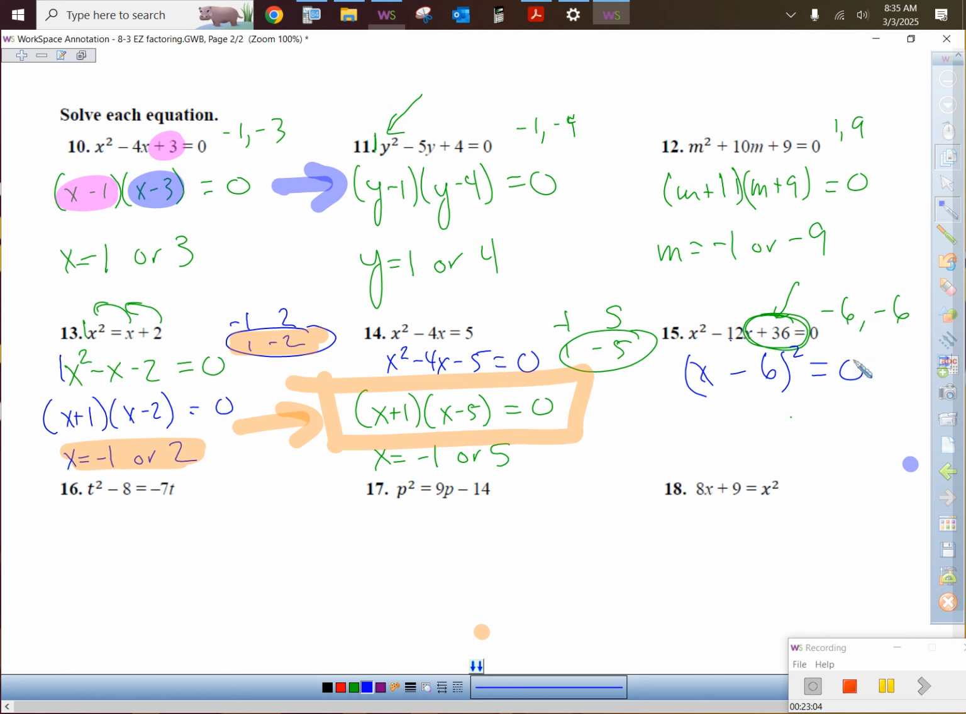So boom, boom, boom equals 0 in that case. Then you could square root both sides, and you get x minus 6 equals, there's no such thing as plus or minus 0, so it's just going to be 0. So what does x equal? 6.